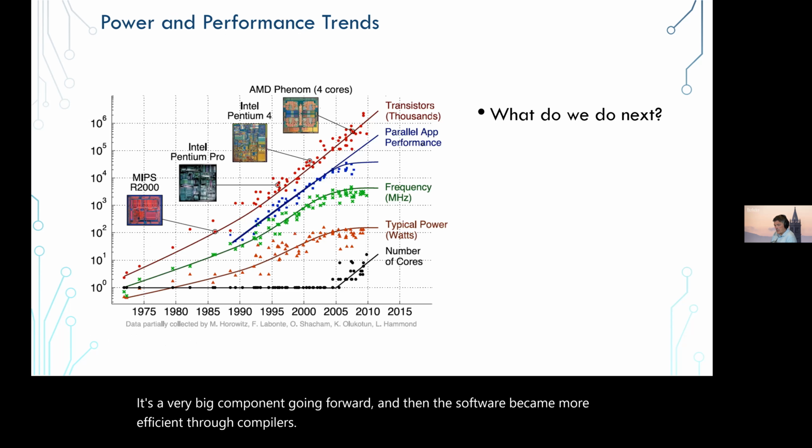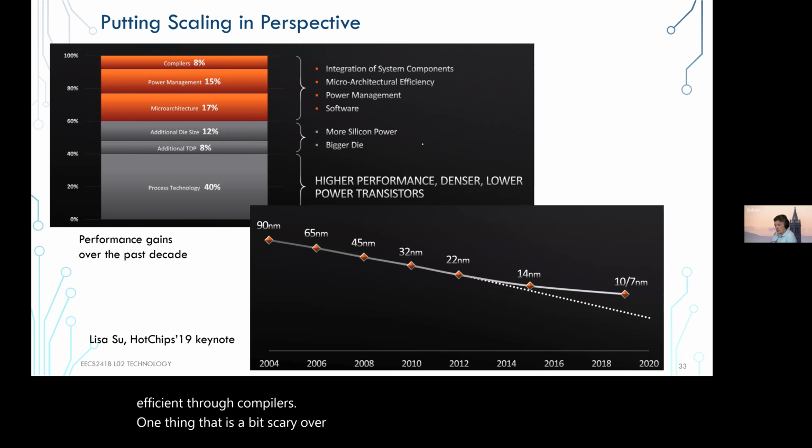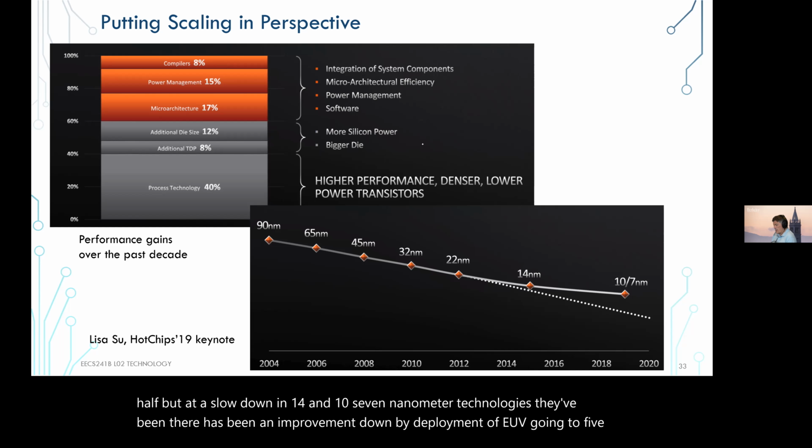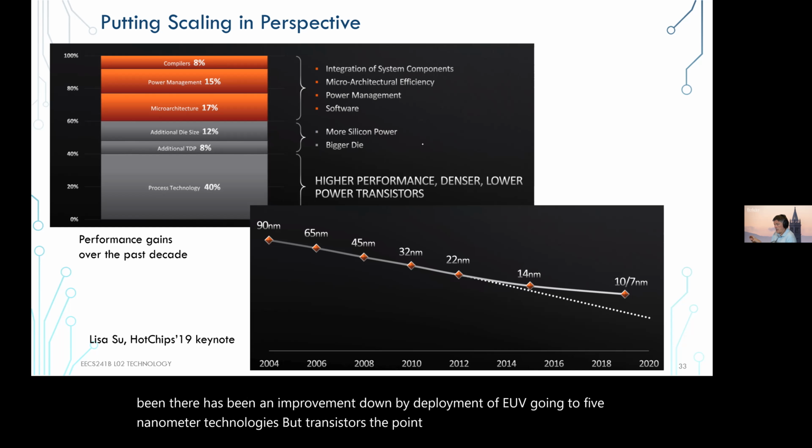One thing that is a bit scary over here is the scaling of the cost. What she's plotting here is that going down from node to node, from 90 nanometers to 65, 65 to 45, the cost of making a module or scaling transistors has been going down by a half. But that has slowed down in 14, 10, and 7 nanometer technologies. There has been an improvement from the deployment of EUV going to 5 nanometer technologies. But the point here is that even though the scaling continues, transistors are not getting as much cheaper as they were before.